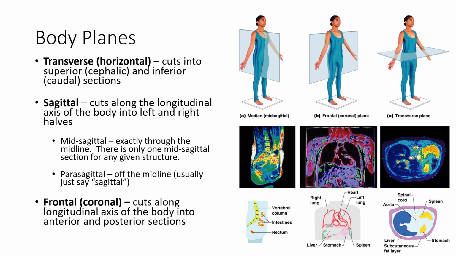Frontal or coronal is going to be the final one. This is on B. Here we can see we're separating the front from the back. Now, things like this would actually be moving in the frontal plane, like lateral lunges or any sort of lateral steps to the side. And this is actually going to be, like I said, separating the front from the back, anterior and posterior sections. And we typically use a lot of frontal views throughout anatomy and physiology to get a good view of all the major organs.